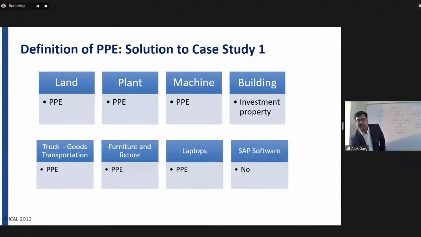So this is the answer on your screen. Are you able to see the answer? Land is a PPE, plant is a PPE, machine is a PPE, building is an investment property because it is held for rental purposes. If the building is held for use in the own business, it will be a PPE. Truck is a PPE, furniture and fixture is a PPE, laptop is a PPE, SAP software is not a PPE because it is not a tangible item, it is an intangible item. Although the second and third criteria are met, probably the software is used for administrative purposes and has a life of more than one period, it is not a tangible item, it is an intangible item. Okay.